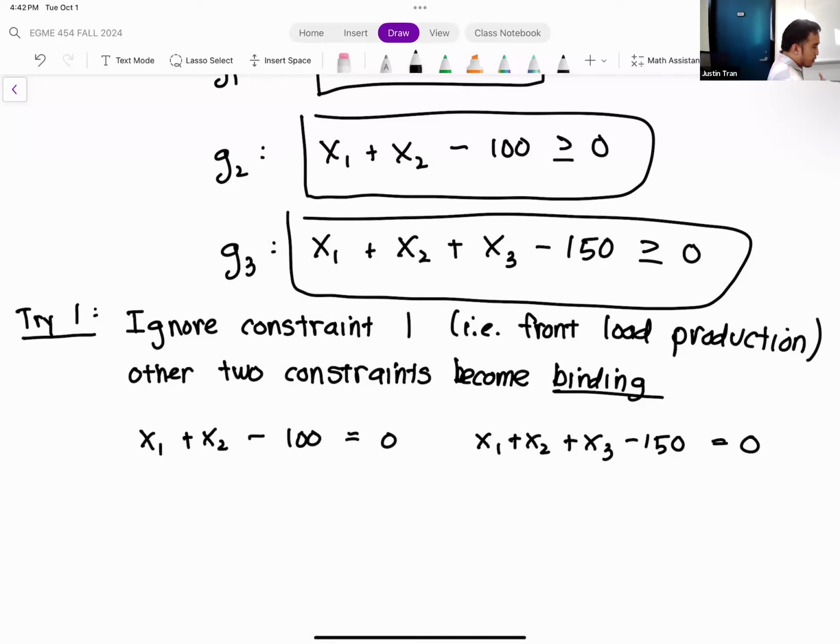So the traditional way to solve this is to form the Lagrange function. Now that we have two binding constraints, we're going to have a Lagrange function with 5 design variables: X1, X2, X3, lambda 2, lambda 3. I'm just going to use a little bit of a faster method here. I'm going to go with direct substitution. So let's use these constraints, solve them via direct substitution, and then plug them back into our objective function.